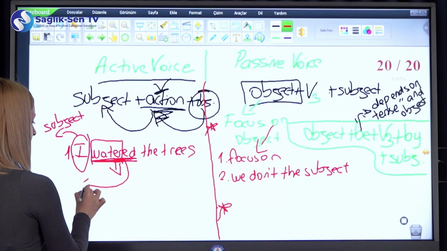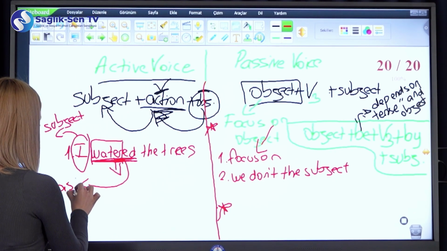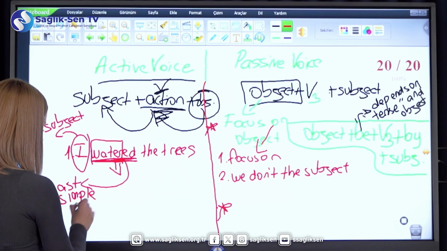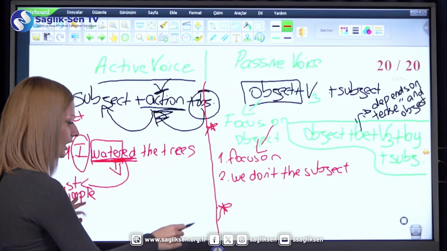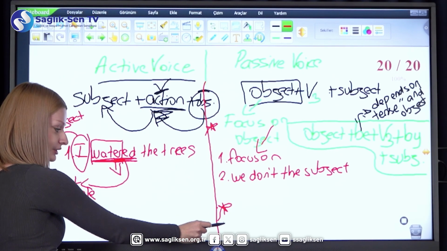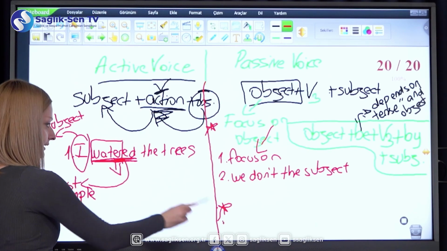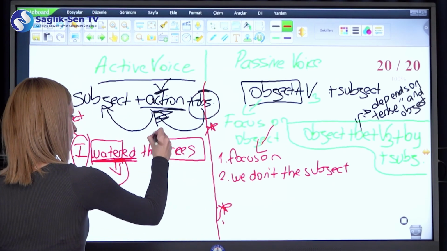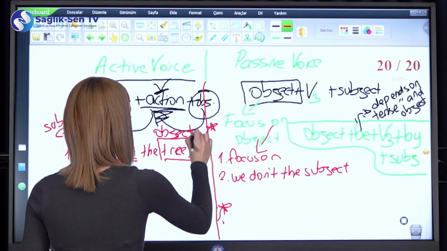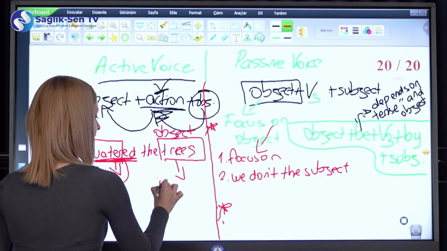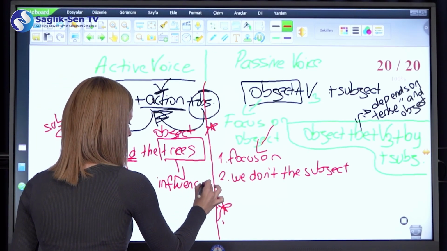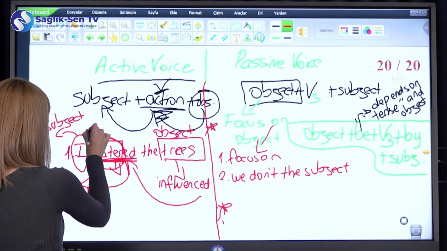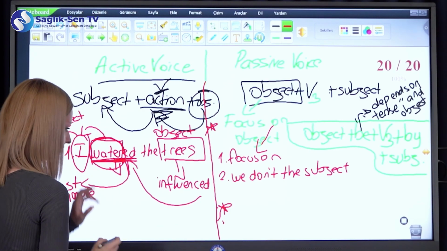And I can see that this sentence's tense is past simple. This is important because I am going to use the same tense while I'm making this sentence passive. And the trees, my object, is the one that is influenced by watering, which is done by the subject.